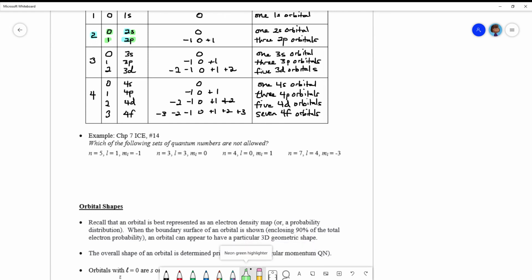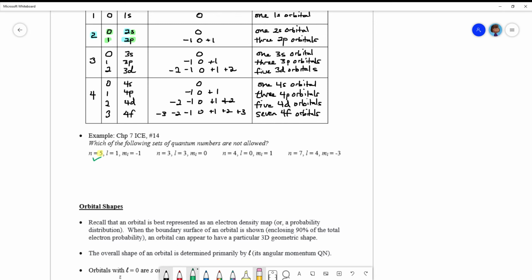Let's take a look at the first. I'm going to use a highlighter here. In the first set of quantum numbers, we're given a value of n equal to 5. Now, the first question is, is that an allowed value for n? And the answer is yes. The value of n can be anything from 1 up to infinity. So 1, 2, 3, 4, 5. 5 is absolutely a perfectly good quantum number. So I'm going to put a check.